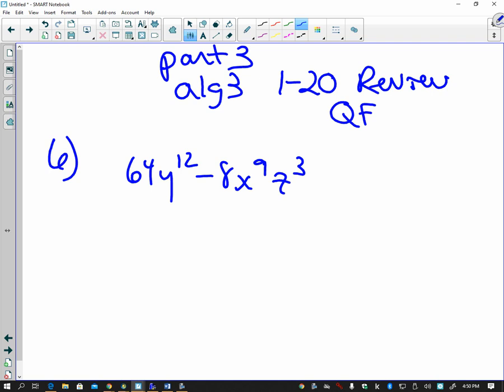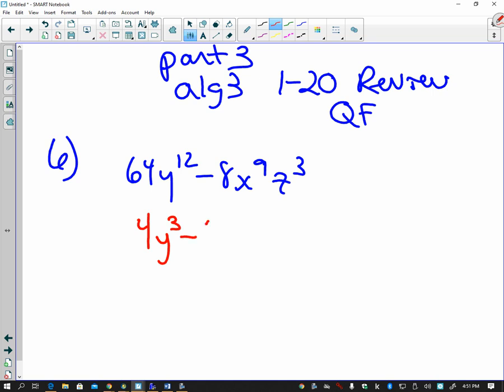Okay, let's see. This to me looks like a difference of 2 cubes. So I would want to start by cube rooting each of the different elements. Okay, so we'd want to find the cube root of 64, which I believe is 4. Let me check here real quick. Yep, 4. Okay, we're going to get 12 divided by 4 is 3.